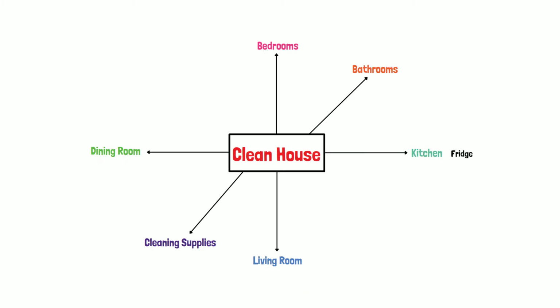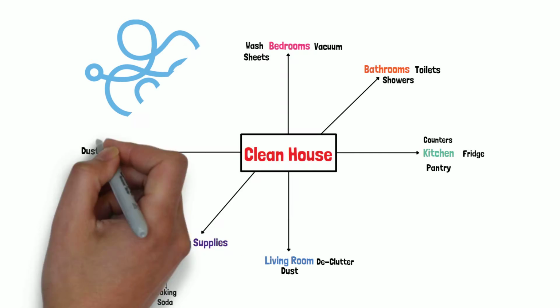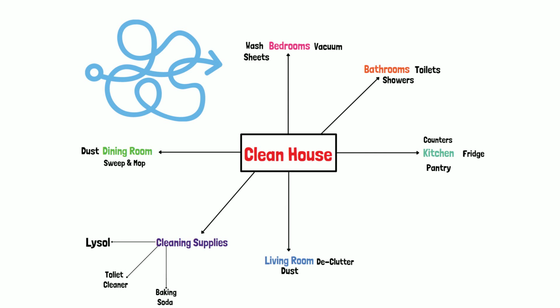Now we can take it a step further and branch out from the subcategories. From the areas of the home, we'll add certain tasks to take care of. For the cleaning supplies, we'll add which ones we need to pick up from the store. When you consider that we could keep branching out from subtopics into the smallest of details, you see how making a mind map before cleaning your house could really help keep the process organized.